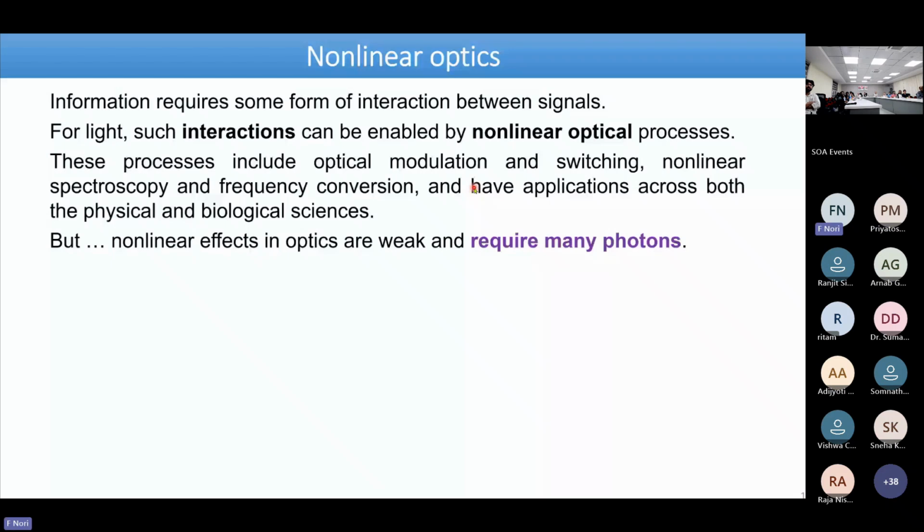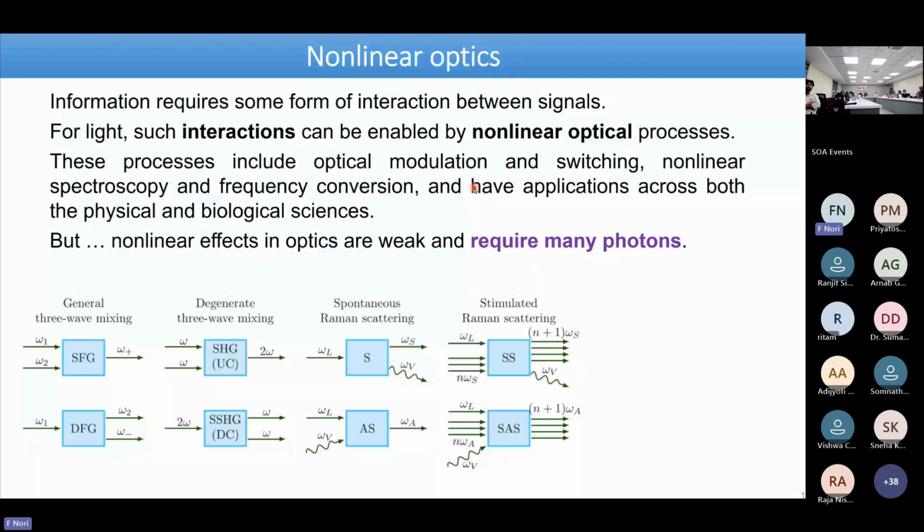This is to do general three-wave mixing, where you put in omega 1 and omega 2, and you get the sum, or down conversion, where you get one frequency and the difference, because the energy is conserved here. That is up conversion, down conversion, as I call it. This is continuous random scattering.